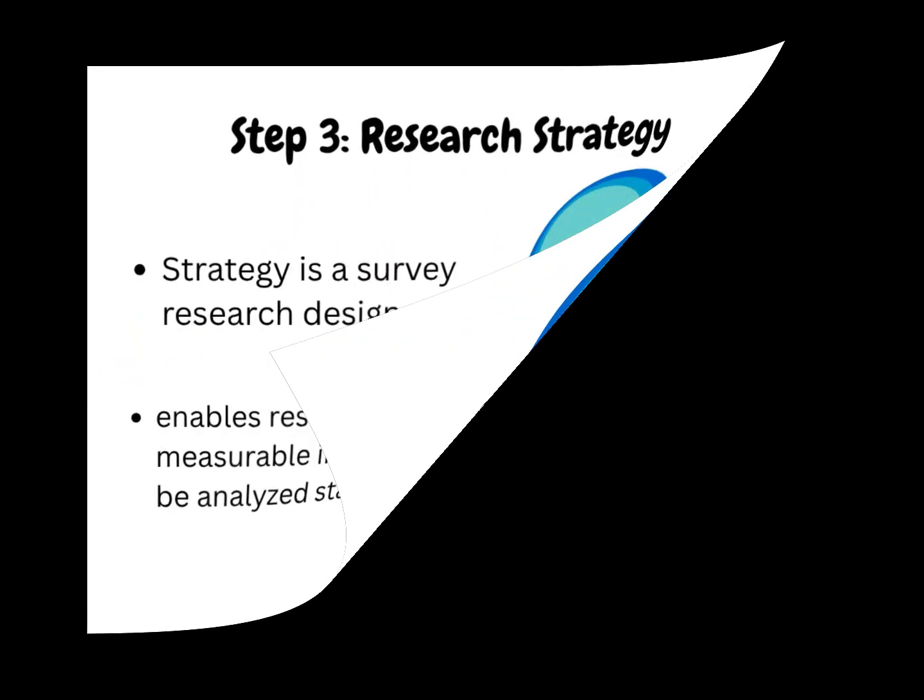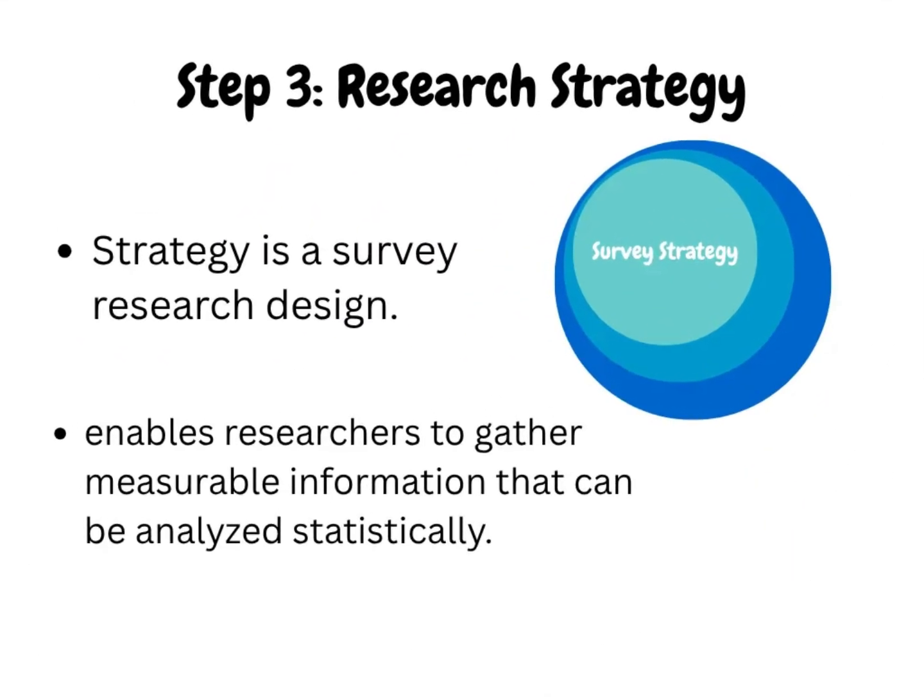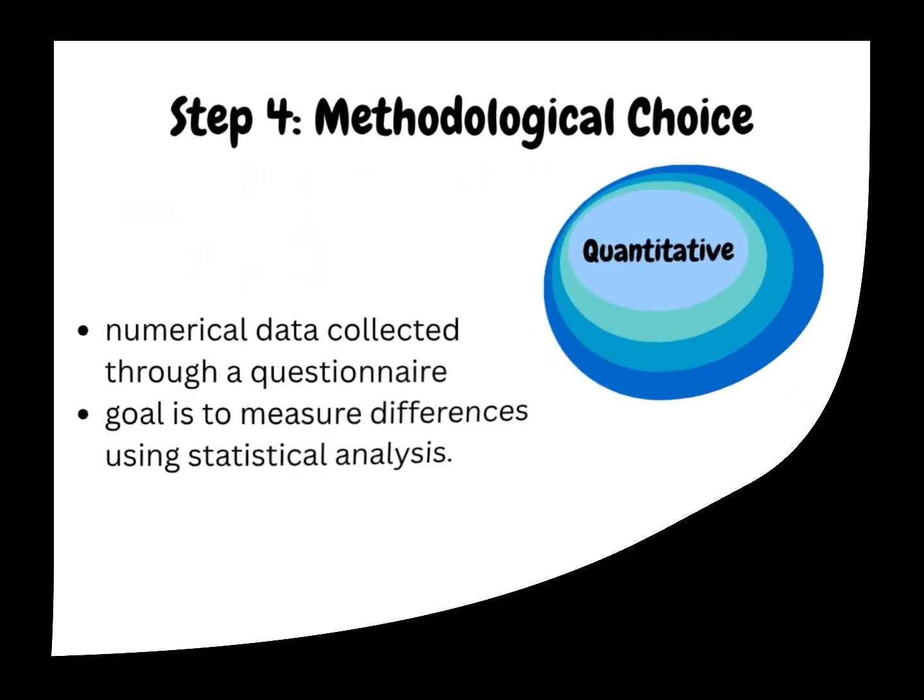Now let's move to the next layer. The next layer of the research onion is research strategy. In this example, the most appropriate strategy is a survey research design. Surveys allow researchers to collect quantitative data from a group of respondents using structured questionnaires. This approach is commonly used in positivist research because it enables researchers to gather measurable information that can be analyzed statistically. After selecting the research strategy, we move to the next layer, methodological choice.